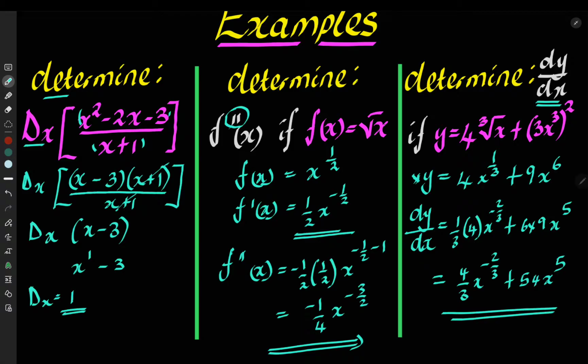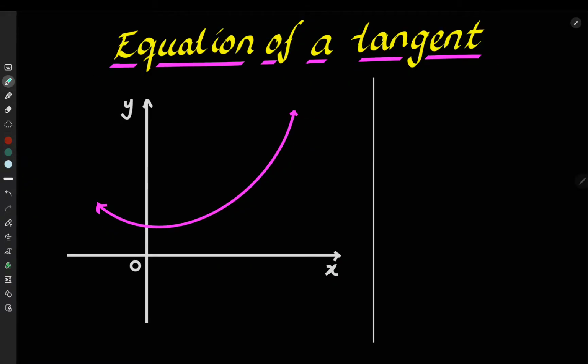And this is how you find the derivative of 4 cube root of x, bracket 3x cubed, to the power 2. Now, let's move on to the equation of tangents. Before we move on to the examples in determining the equation of tangents, let's just discuss what a tangent is. So you remember very well, a tangent is a line that is drawn outside of the curve, then it touches the curve once.